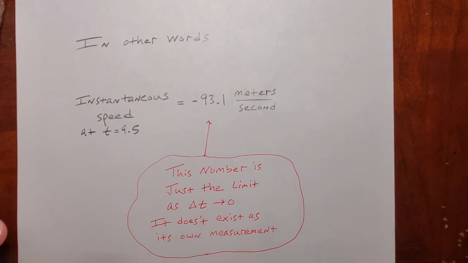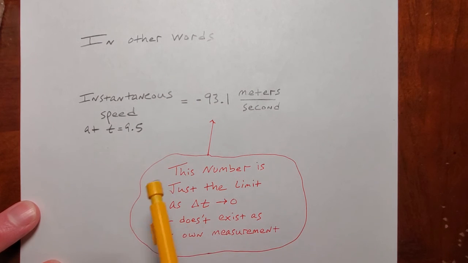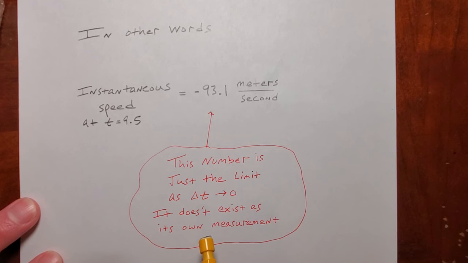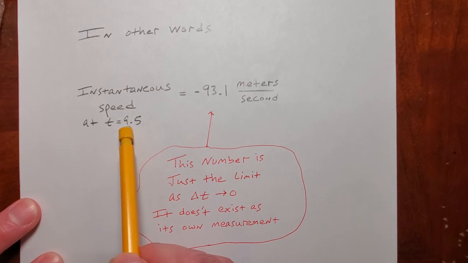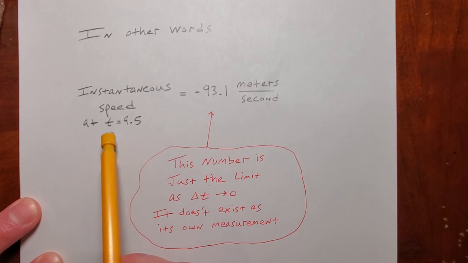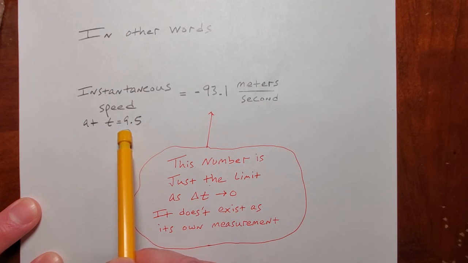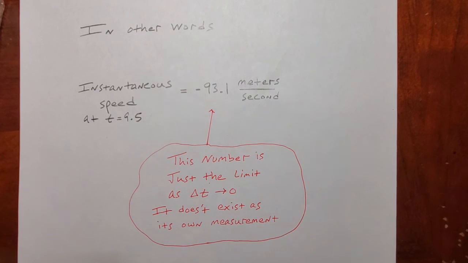You can try that with any of them. So for me to say the instantaneous speed, the derivative, is 93.1 meters per second, all that means is that at that moment when t is 9.5, if just a very small amount of time begins to pass from that moment, this is about how it would be moving. That's the interpretation you can give to that number.